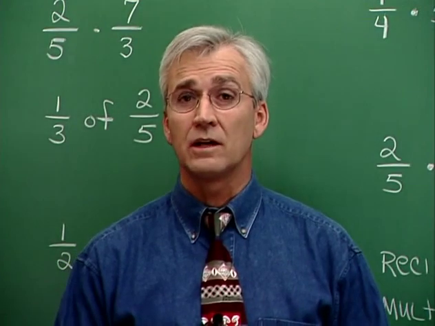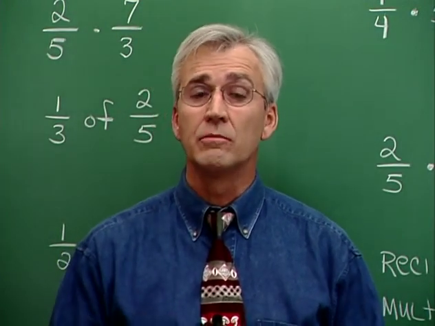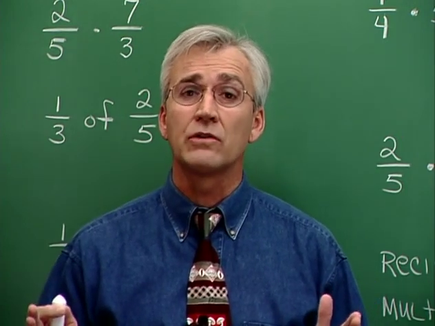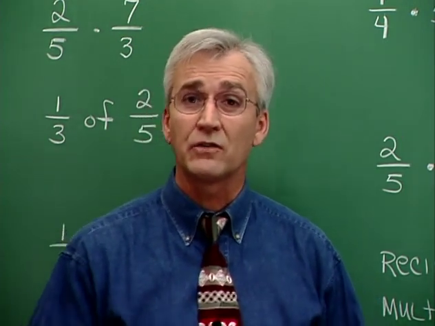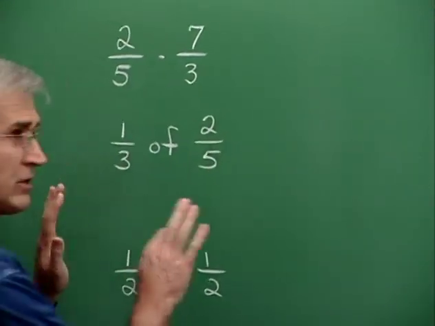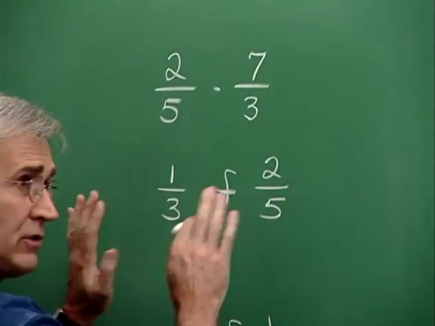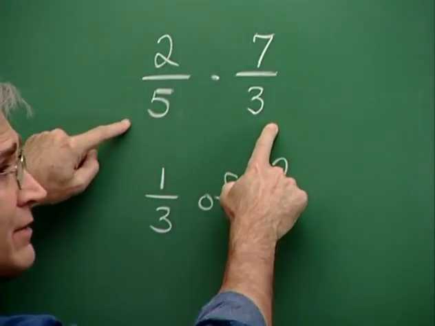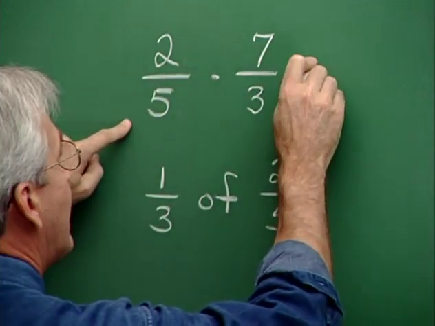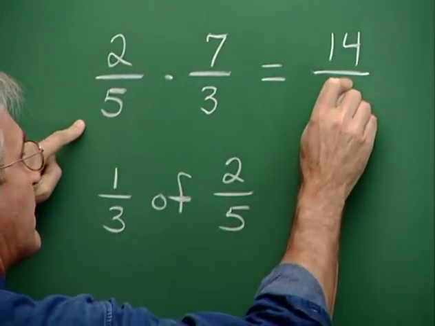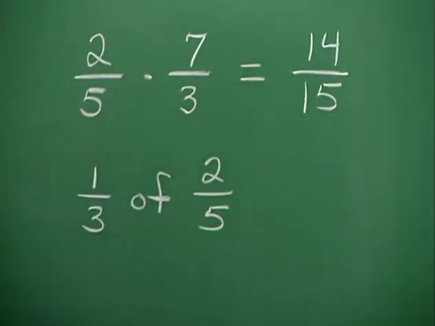The general idea when multiplying fractions is to multiply straight across. We multiply numerators times numerators and denominators times denominators, and we don't have to worry about finding common denominators. So it's a pretty simple process by comparison to adding and subtracting. Here, if we're multiplying 2/5 times 7/3, it's just 2 times 7, 14. And then 5 times 3, 15, and the answer is 14/15.